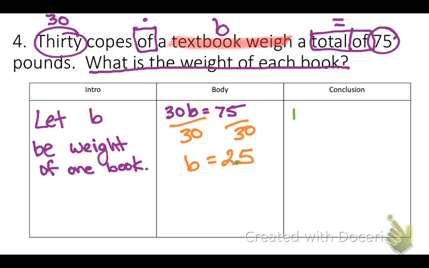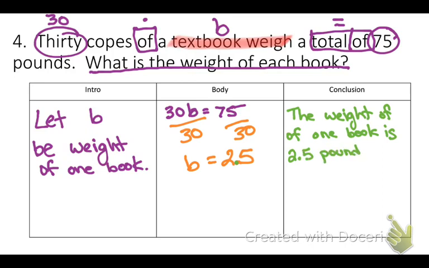Now, in our conclusion, we write the weight of one book is 2.5 pounds. Again, I get this label from the unit right behind 75, okay?